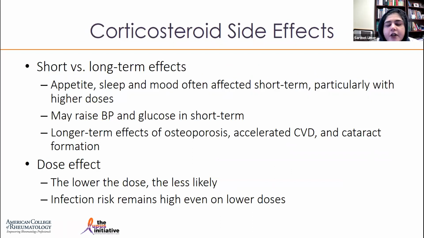So unfortunately, among all the medications we use in lupus, steroid is still the mainstay of treatment. Why? Because steroids are the fastest acting medicine.